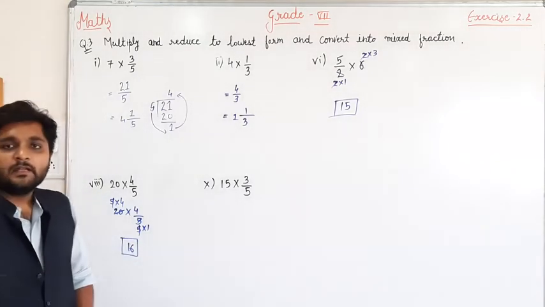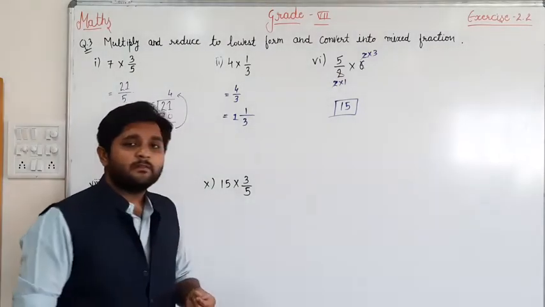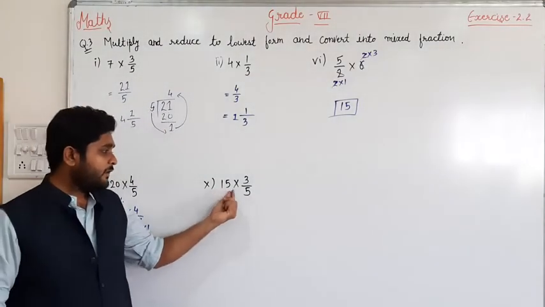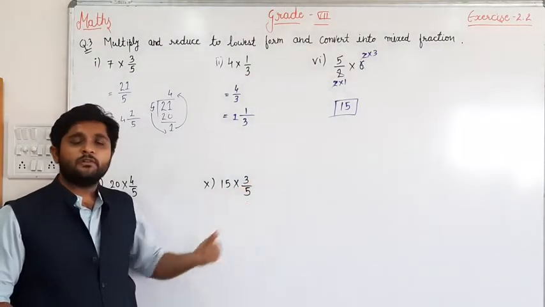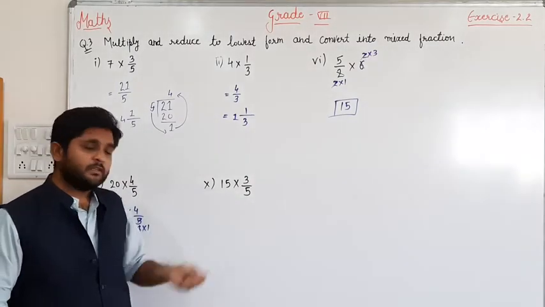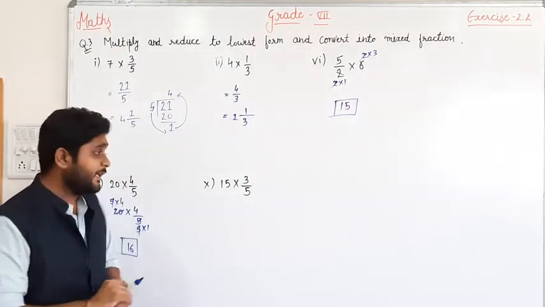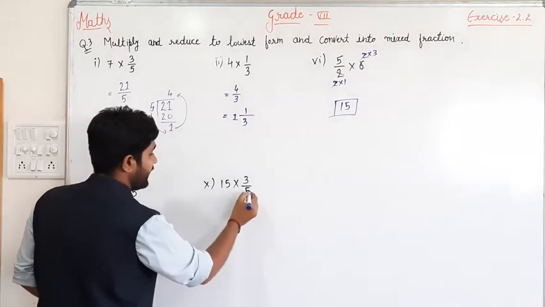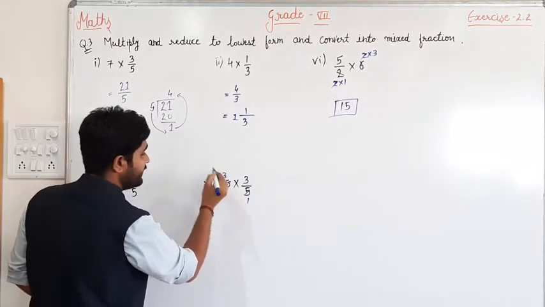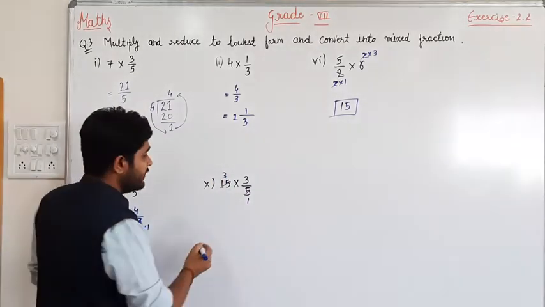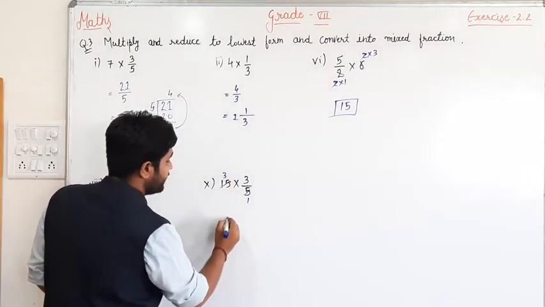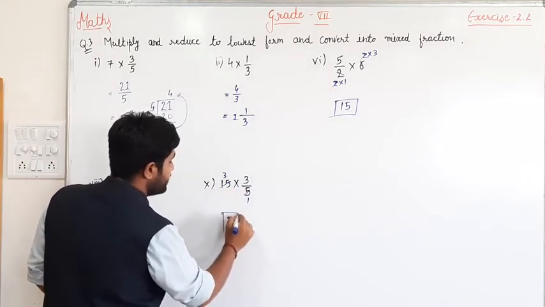Okay friends. Now question number 10: 15 multiplied by 3 upon 5. So 5 and 15. We know that 5 3s are 15. So directly we can cut: 5 1s are 5, 5 3s are 15. In this way also we can cut directly. So the answer will be 3 multiplied by 3. 3 3s are 9. So our answer is 9.